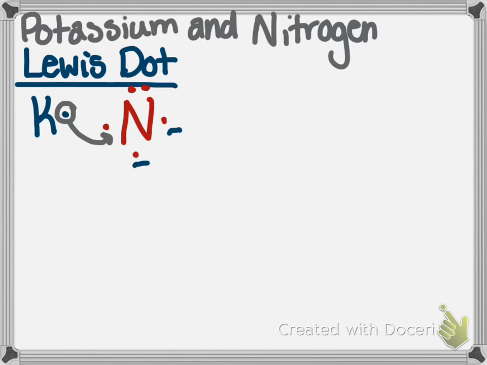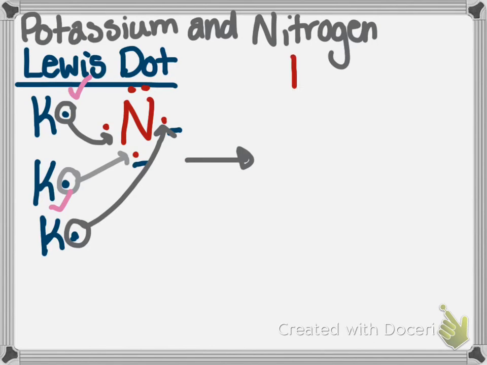So this potassium is good, but our nitrogen most certainly is not, okay? So I'm going to need another potassium. So I draw another potassium. It's going to give up its valence electron to nitrogen, okay? So that potassium is good, but we still need 1 more electron, okay? They're not going to pair. We just need 1 more electron, okay? So we draw 1 last potassium. It's going to go ahead in, all right?